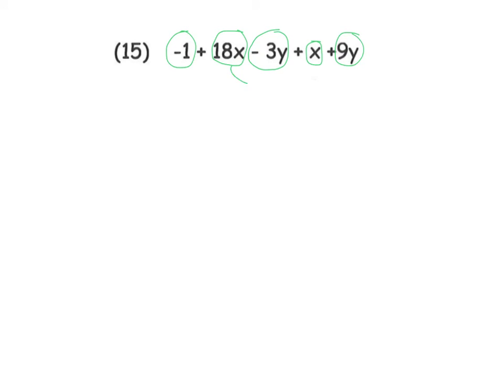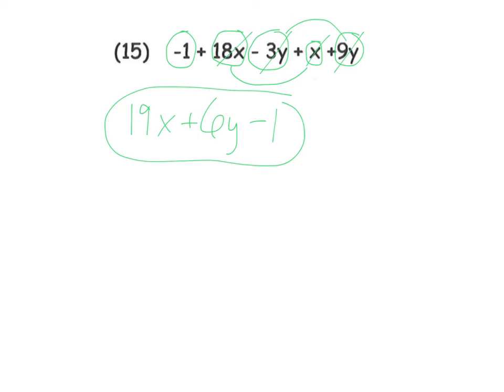15, my terms are negative 1, 18x, negative 3y, x, 9y. Let's start with the x's. 18x and one more x would be 19x. Negative 3y combined with a positive 9y is going to be positive 6y. And then that minus 1, there's nothing to combine it with. So I get 19x plus 6y minus 1.